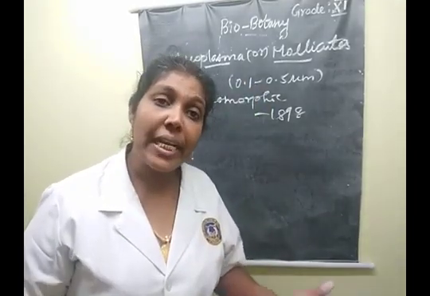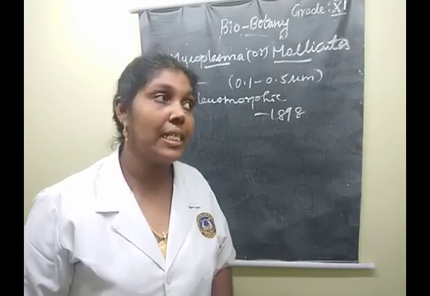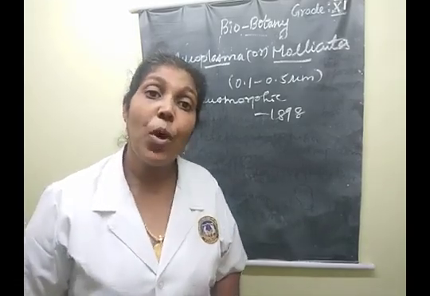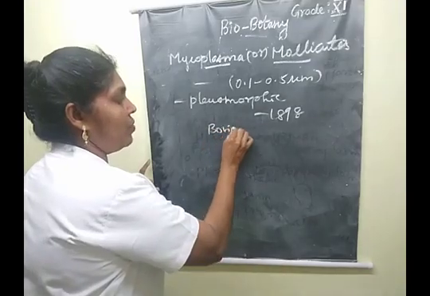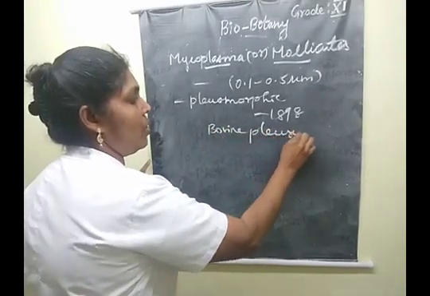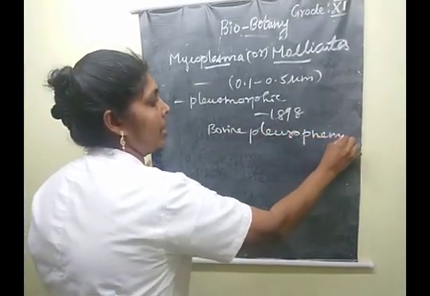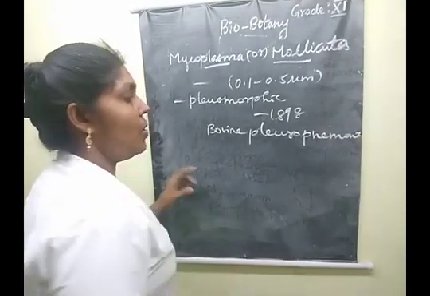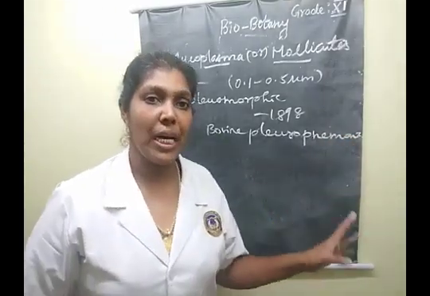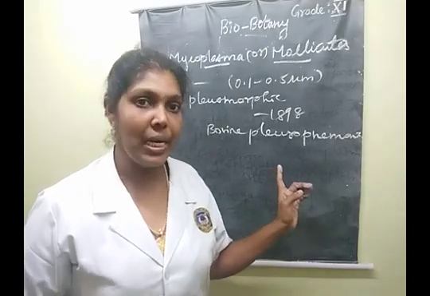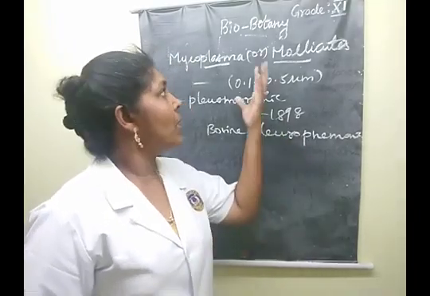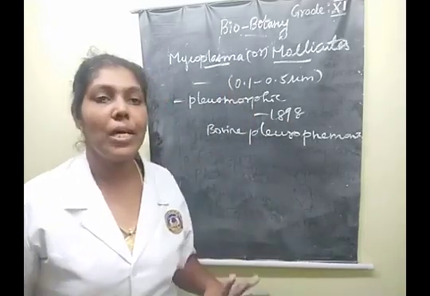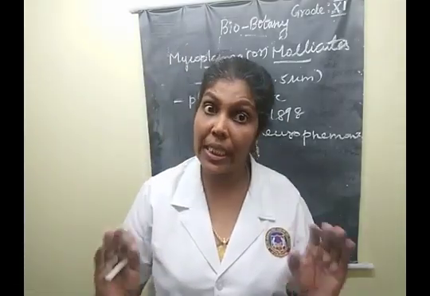This one affects animals and causes a disease known as bovine pneumonia. This is one of the animal diseases. Clear, children? Say yes or no? Yes. Then what about the remaining points about mycoplasma? There is no cell wall, children. The cell membrane is there, but no cell wall.